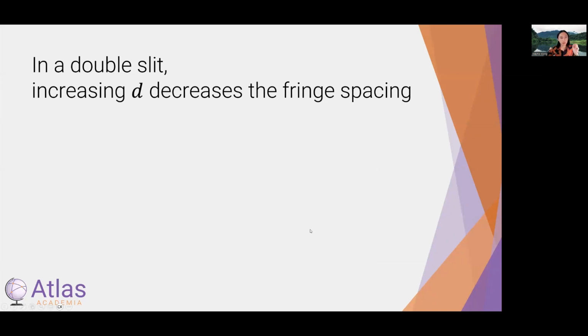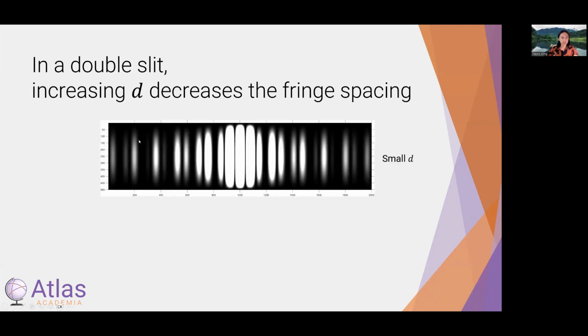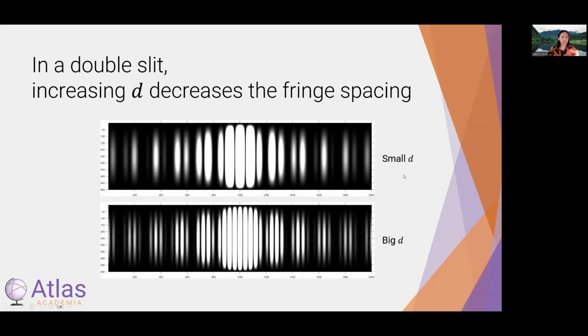Okay. In a double slit, this is the one that's actually inside the New South Wales syllabus, increasing little d will decrease the fringe spacing. So this is a normal double slit with a small distance between the slits. If I increase the distance between the slits, my pattern will end up looking a bit more like this. And what we clearly see is that this fringe right here is quite wide, and then each of these fringes here is narrower than that initial one.